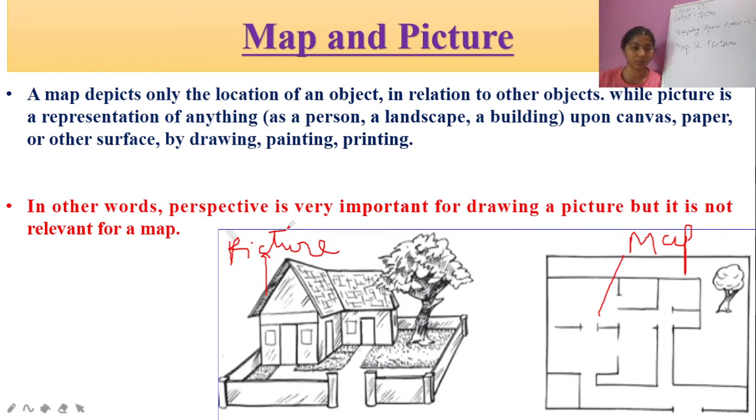So in other words, students, perspective is very important for drawing a picture, but it is not relevant for a map. So students, please make sure whenever you draw a map, it should be correct. You cannot draw it by your own at any place. You cannot draw this tree at this place. That is going to be wrong, because this is not going to be the map of that whole house with the tree. So perspective is very important for drawing a picture, but it is not relevant for a map. Okay, so you should be more accurate while drawing a map.